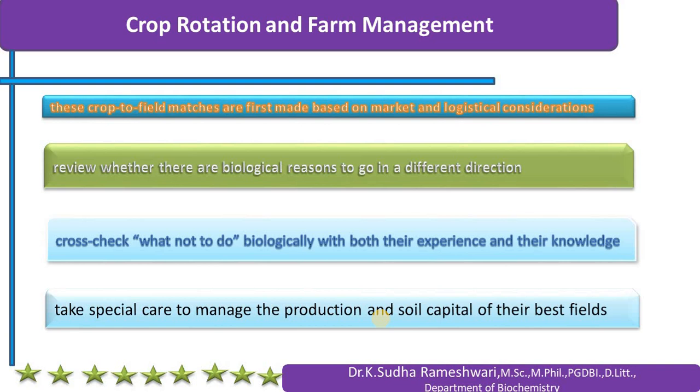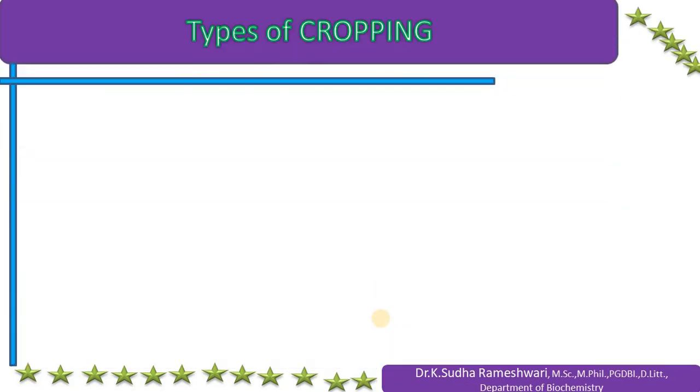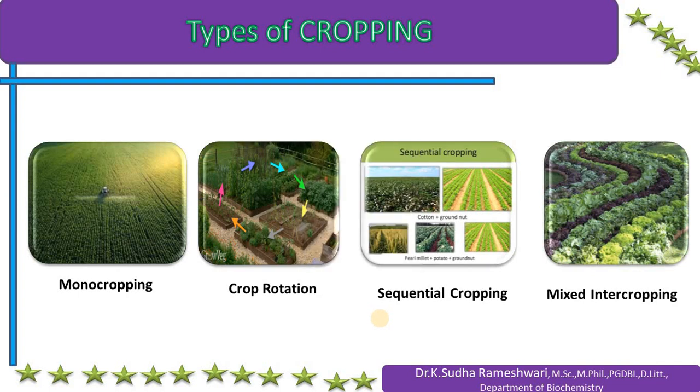So that's all about crop rotation and farm management. Next we see about the types of cropping. There are four types: monocropping, crop rotation, sequential cropping and mixed intercropping. First we see about monocropping. Monocropping is when the field is utilized to develop only one crop season after season.